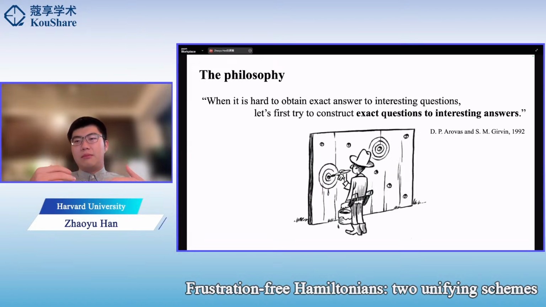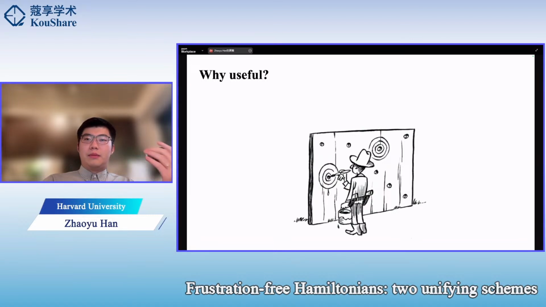That is, we can sometimes first construct solvable Hamiltonians whose ground states are what we want, and then we try to see what these engineered questions can teach us. But specifically, in what aspects could this seemingly concessive method potentially be useful? Well, I believe there are at least three points.